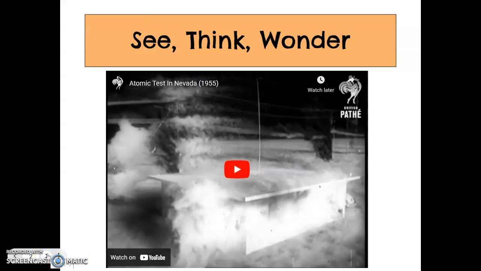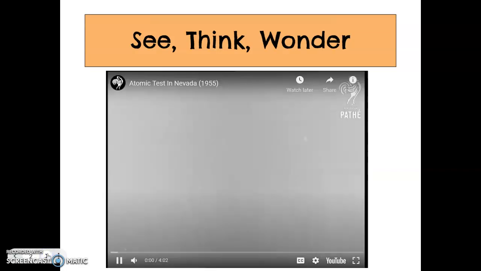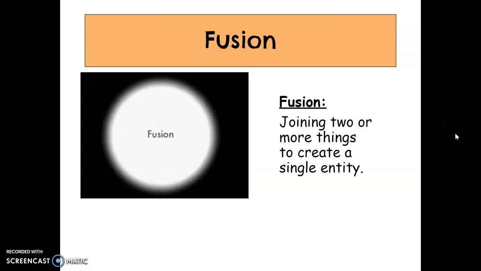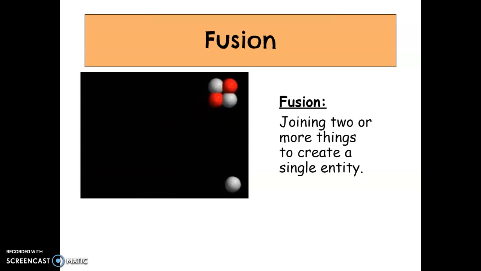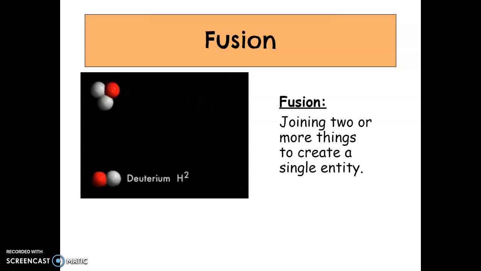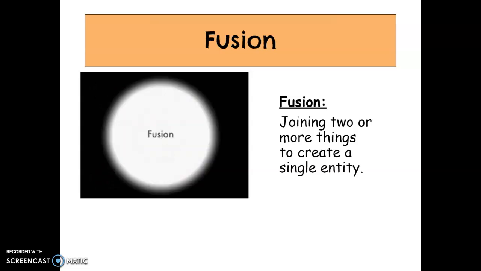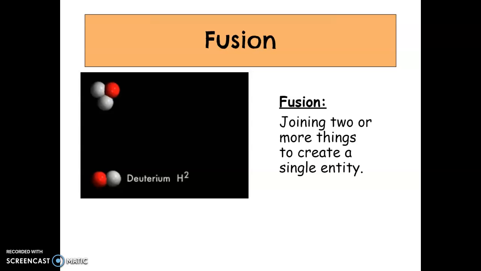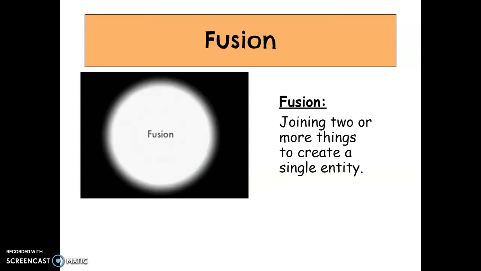So I'm going to skip over this just because you guys will do this in the engage portion of your lesson today. All right, so today we're going to talk about fusion versus fission. Now, fusion and fission are a part of nuclear chemistry because it has to do, again, with the nucleus of the atom. So what's going on with our protons and our neutrons in the middle. Now, fusion means joining two or more things to create a single entity.